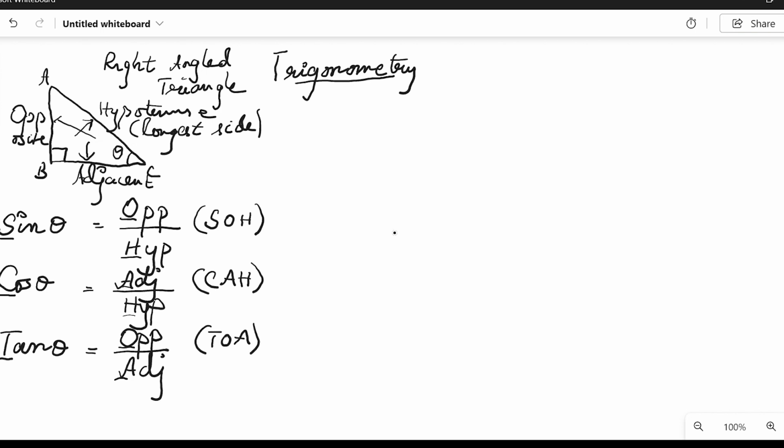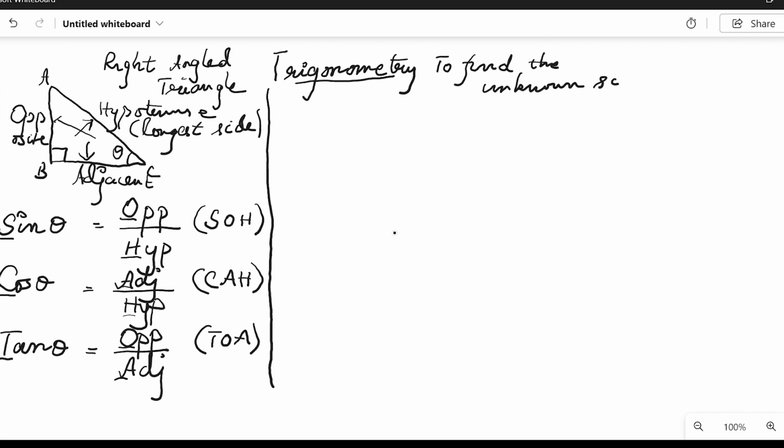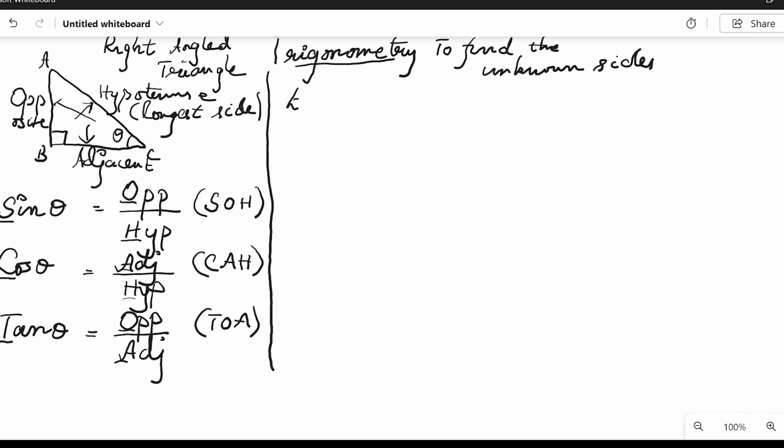So based on these SOH, CAH, TOA, we are going to get into an example problem and see how this is applied and how it is useful for us to find. As a first video, today we are going to see how to find the unknown side using trigonometry in a right angle triangle. Okay, I would like to take an example of my own.